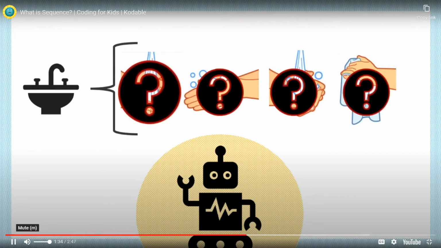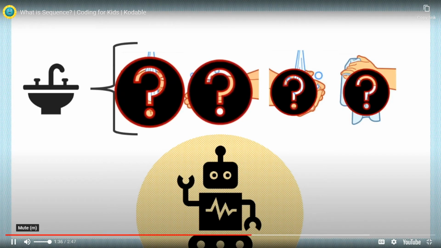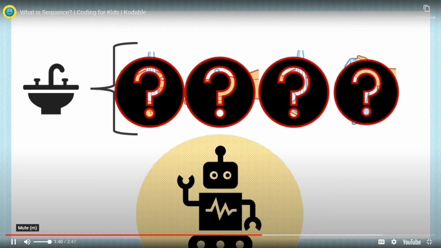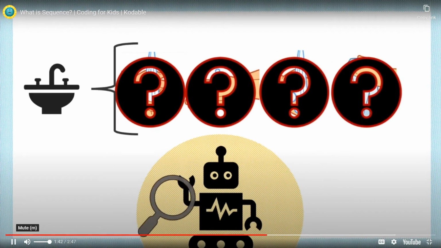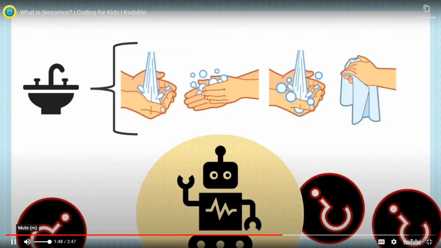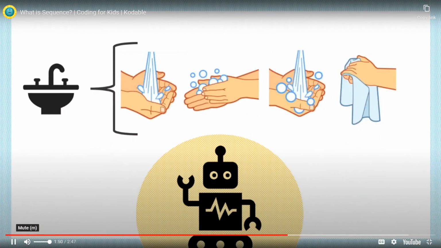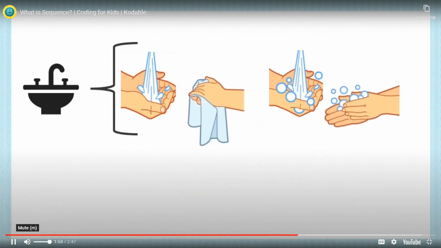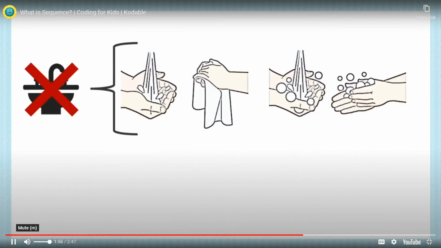How do you move towards the sink? How do you turn the water on? How long do you rub your hands together? If you wanted to tell a robot how to wash their hands, or claws, you would need to include these exact specific instructions for how to do every single step. So, what do you think happens if the sequence is written incorrectly in a program's code? You guessed it, the program won't run correctly.